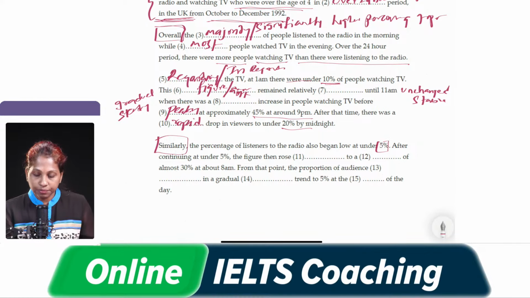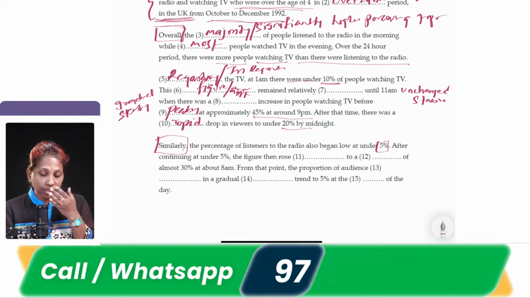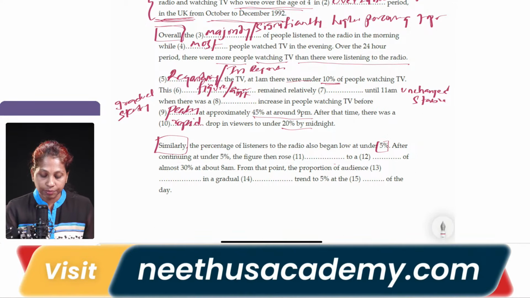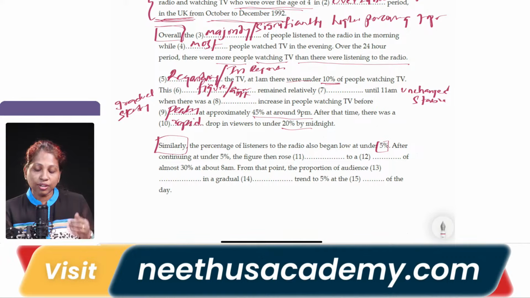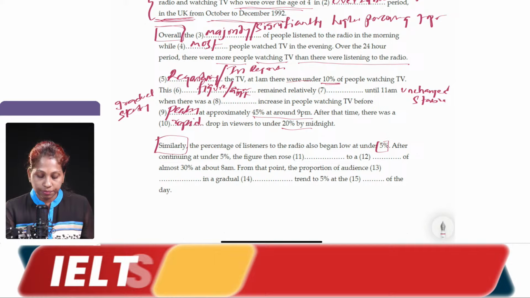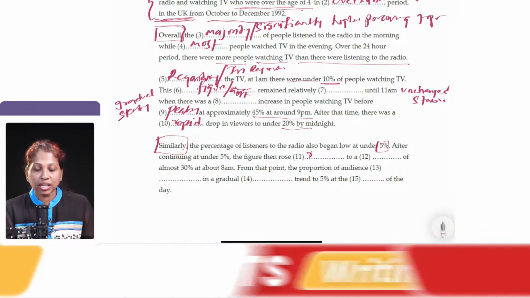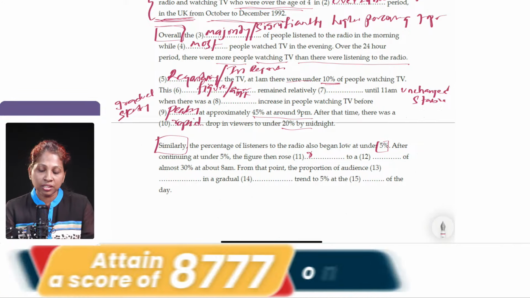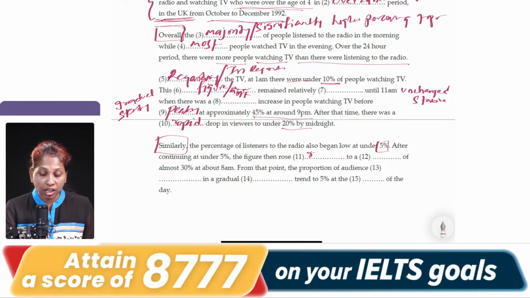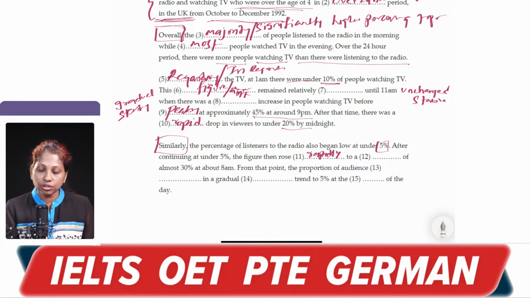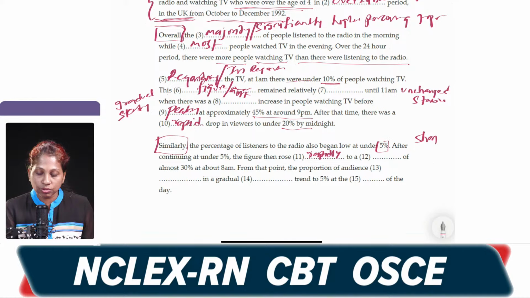After continuing at under 5%, the figure then rose to a peak of almost 30% at about 8 a.m. So now from under 5% it is rapidly growing in the morning. Okay, you can write rose rapidly. Now, rapidly is already written, so maybe you can write sharply also, right? So that you can bring some changes. You can write sharply also, right?